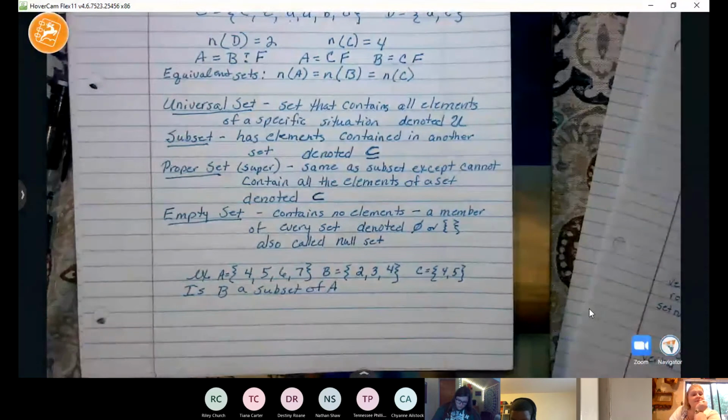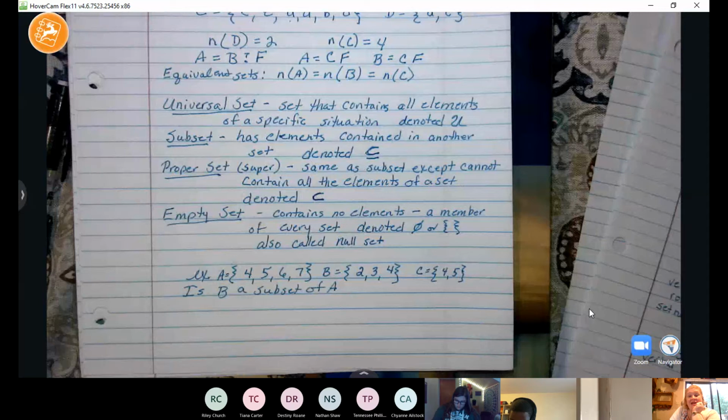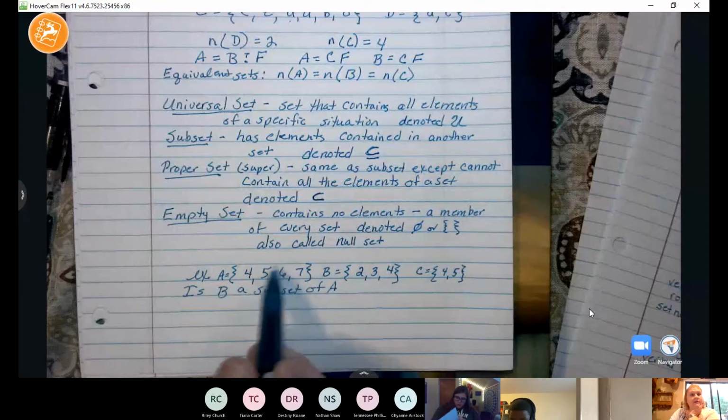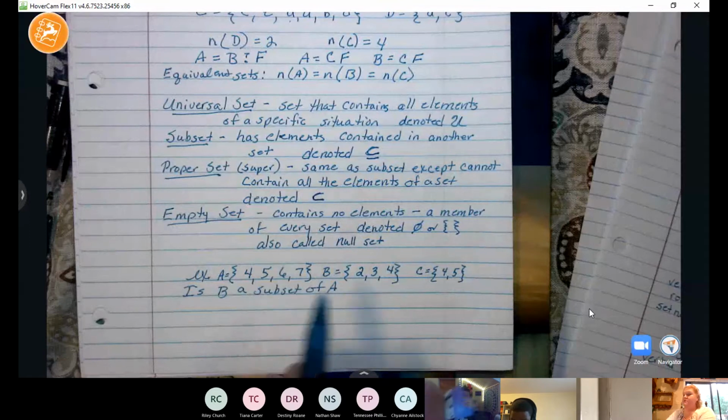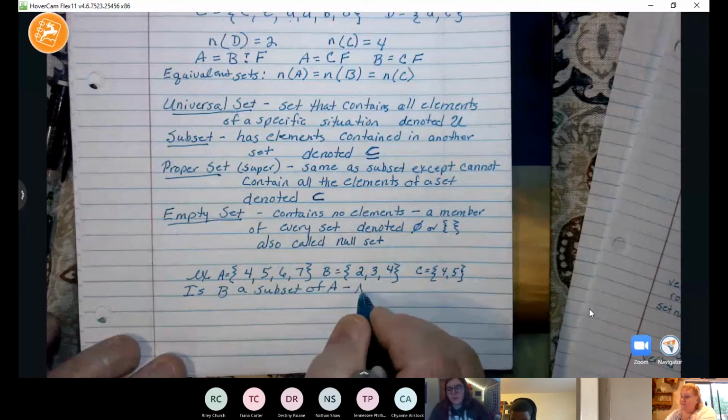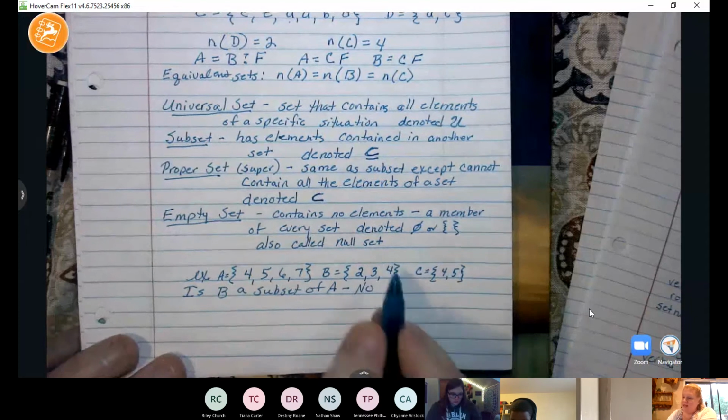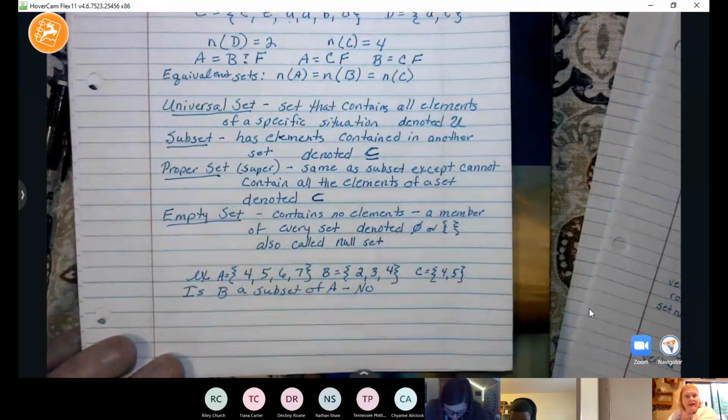Okay, is B a subset of A? It's not. Why? They both have 4 in it. But all the elements of B are not all in A. So it is not a subset. All the elements of B have to be in set A in order to be a subset. Not just one of the elements. It has to be all of them.